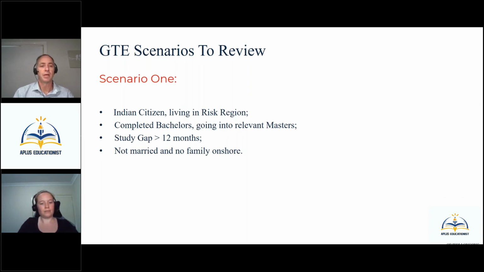So in the first scenario, an Indian citizen living in a risk region, they completed a bachelor's and are going into a relevant master's, with a study gap greater than 12 months, and not married and no family onshore. The reasons given for the study gap in this particular case were research into their course and completion of English testing, which based on the length of the gap was not sufficient.